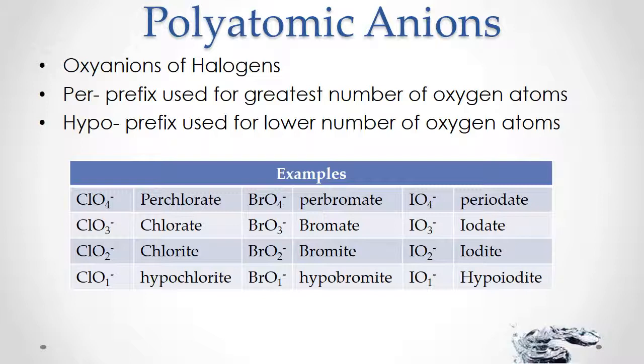Okay, so this table here shows the oxyanions of the halogens: chlorine, bromine, and iodine. These are the ones that you have to memorize so that you know how to properly use the prefixes and suffixes for these polyatomic anions.